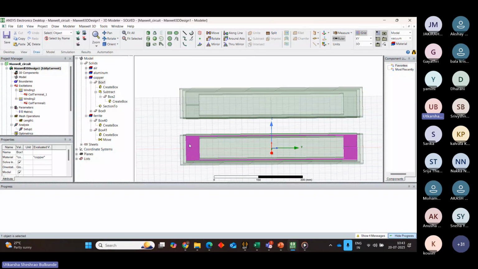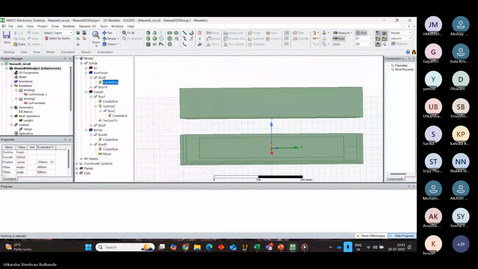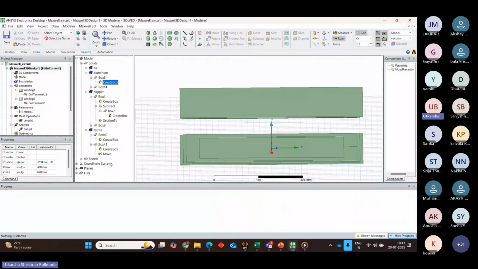So when you are parameterizing things, just parameterize all the objects that will change when the shape of that coil changes. Understood? Understood what I'm trying to say? Hopefully you're understanding. So we are not parameterizing here.